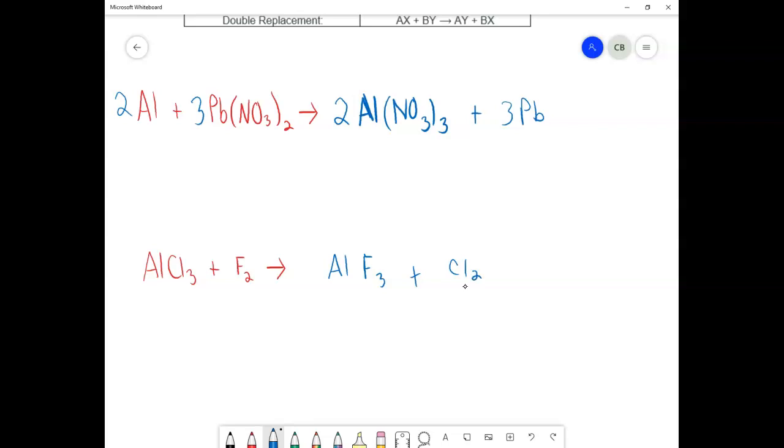Now we're going to go back in and write our coefficients. If we look at Al, Al has 1 and 1 on each side, but Cl has 3 here, 2 on this side. We're going to use the 2 here to get that to 6, and then we can balance that like that. And then we're going to have 2 Als now. If we put a 2 here, my Als will be good, and then now my Fs have 6, and then we can just go back here and put a 3, and then we're all done on that one.